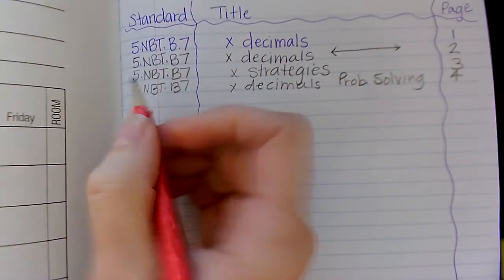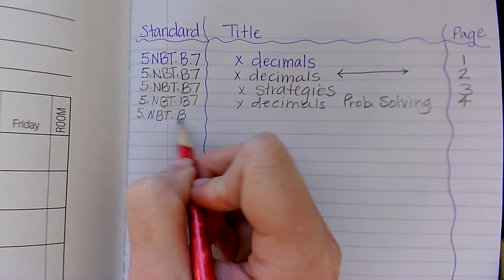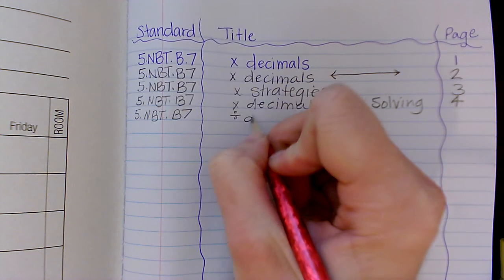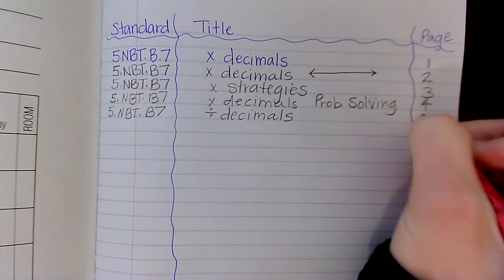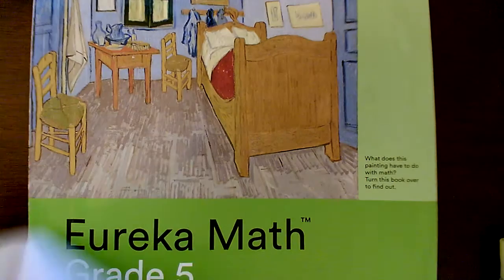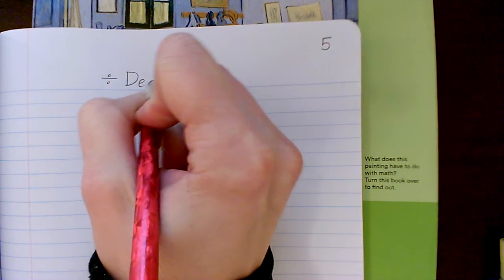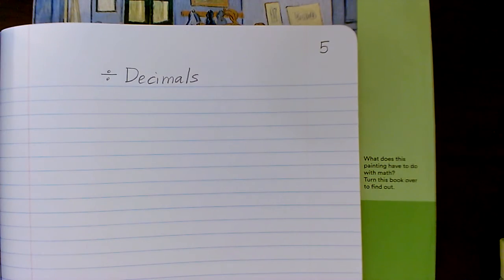So our table of contents, we are still working in 5.NBT.B.7, and we are going to be dividing decimals. Mine is on page 5, so whatever page you're flipping to, once you get there, make sure that you put that this is page 5. Okay, dividing decimals.